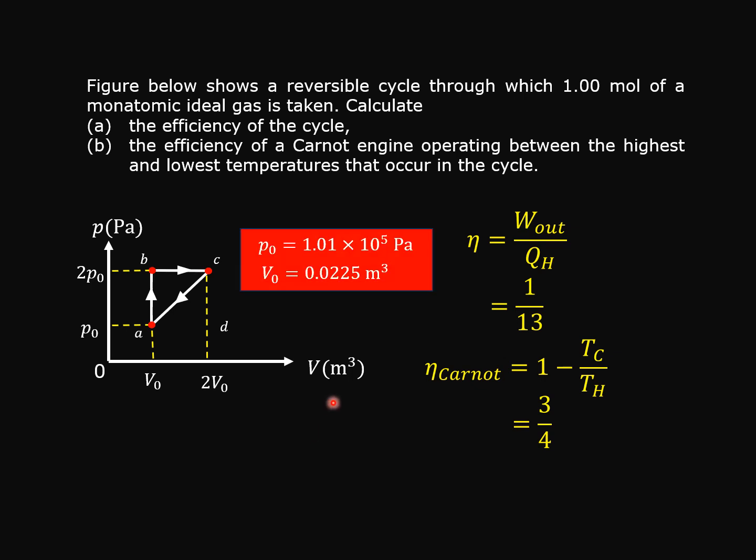The last noteworthy point is that although the question gives us the values of P naught and V naught, in our discussions and solutions, we never use these two values, simply because in our calculations to find eta and eta Carnot, all the P naught and V naught cancel out.